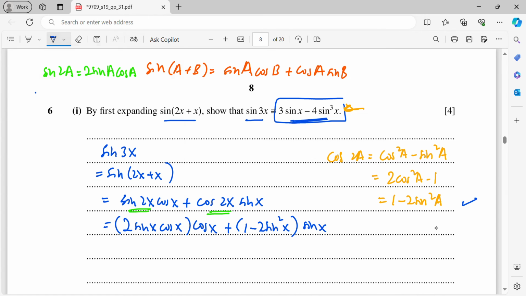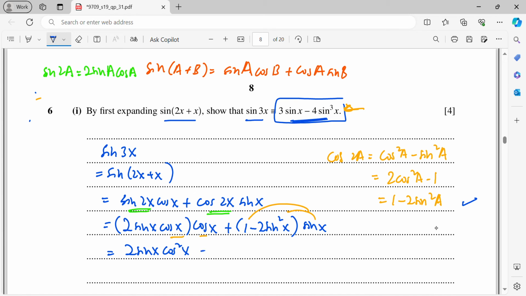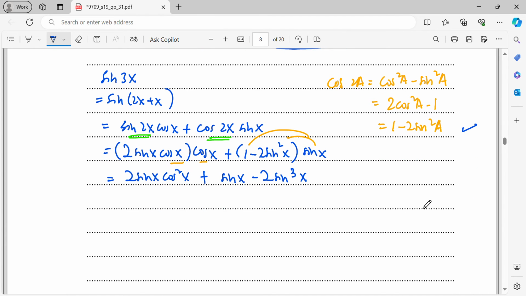And now here you do expansion, right? So this one just do expansion. These two just combine. So I will be getting 2 sine x. Cos x times cos x, it will be cos square x. And then plus sine x times 1, that is sine x. Sine x times negative 2 sine square x, that is negative 2 sine cube x. Okay, now again, I have extra term, which is a cos square x here. This is extra.